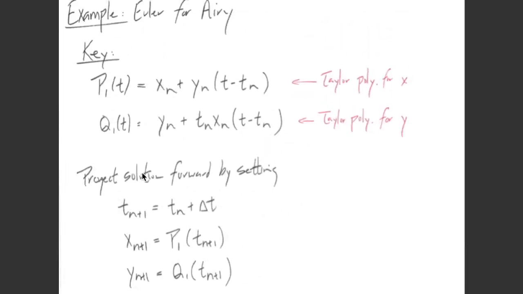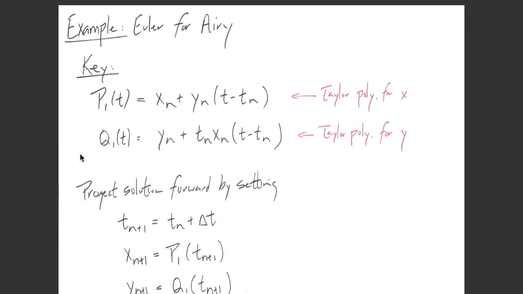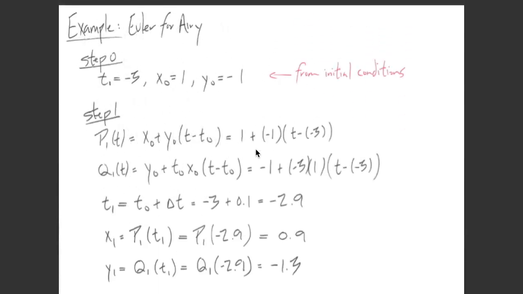Similarly for q, I'm using my Taylor polynomial for q with y0, t0, and x0 from the previous step, right? So that's what's happening here, and that's what I get. And again, that obviously simplifies. They'll simplify into linear equations in t, but let me just leave it that way so you can see where everything's coming from. Then once you've got those two computed, you project forward.